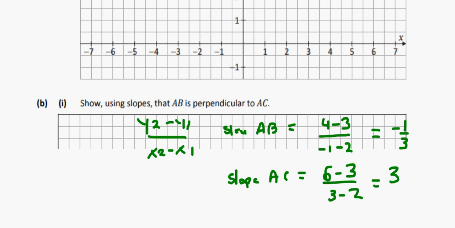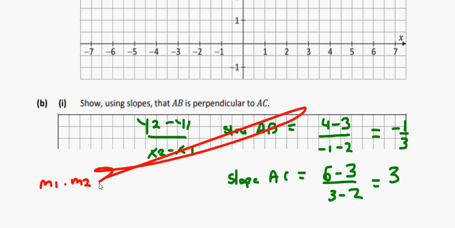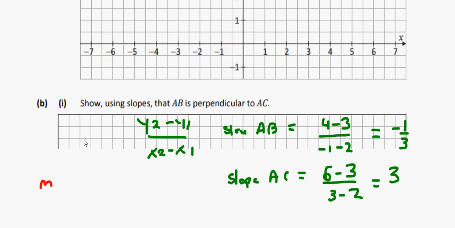Now, you might want to write this into your tables right now. You're meant to get both slopes and multiply them by each other to prove that they're equal to minus 1. When you do this, this proves that the slopes are in fact perpendicular to each other, which means they're at 90 degrees to each other. So anytime you're asked to prove that two lines are perpendicular to each other, you can either prove that the angle in between them is 90, or you can prove that when you multiply both slopes by each other, you get minus 1.